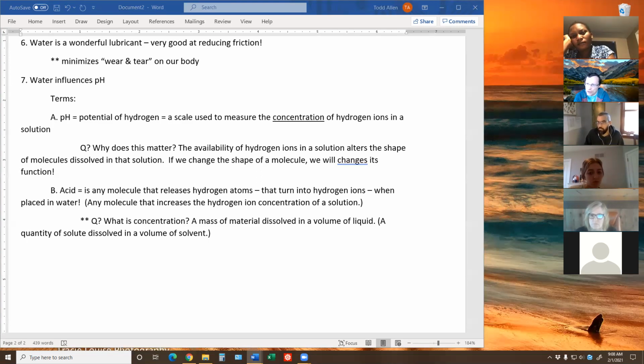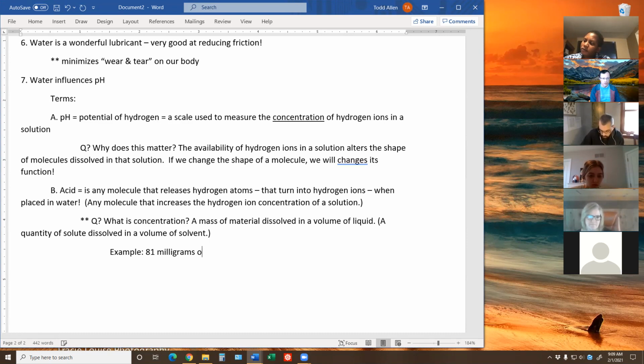You know, or you will come to know through this course, that the average blood plasma volume for an adult male is 5 to 6 liters of blood. The average blood plasma volume for an average woman is 4 to 5 liters. So, an example of concentration could be 81 milligrams of aspirin dissolved in 5 liters of blood plasma. That would be a statement of concentration. And you do need to think about that.